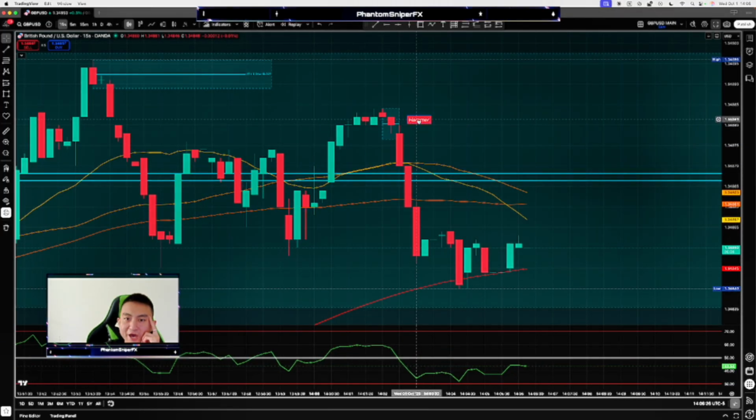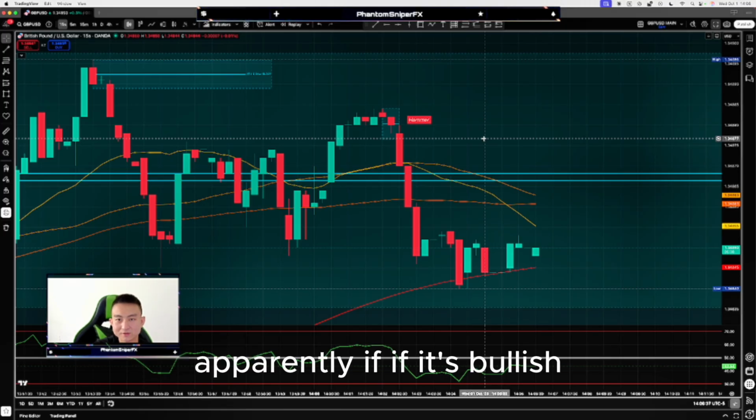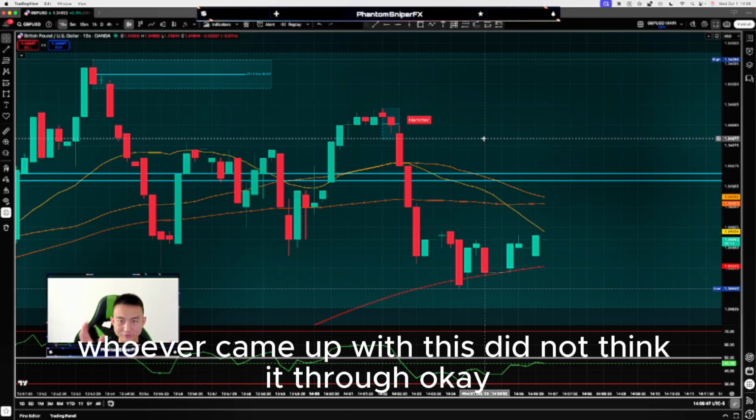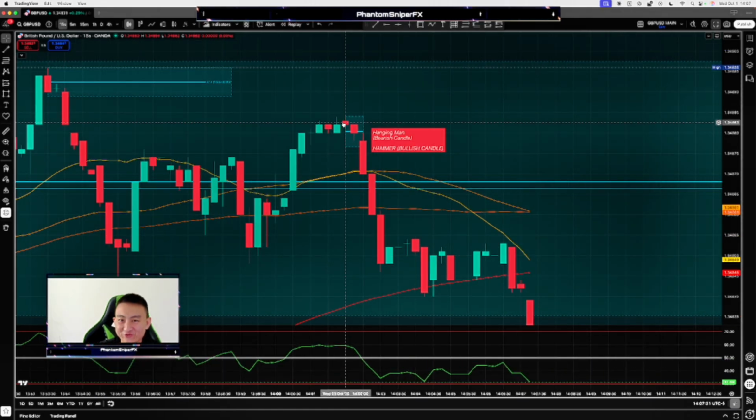This is the hammer. Well, this is actually the hanging man. Apparently, if it's bullish, it's a hammer. If it's bearish, it's a hanging man. I know whoever came up with this did not think it through. Trust me, this is confusing. You guys like this video so far?